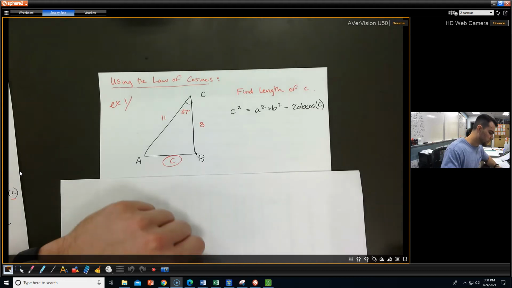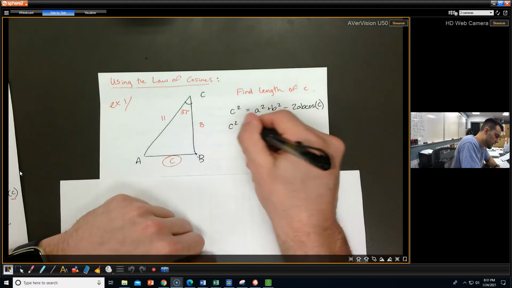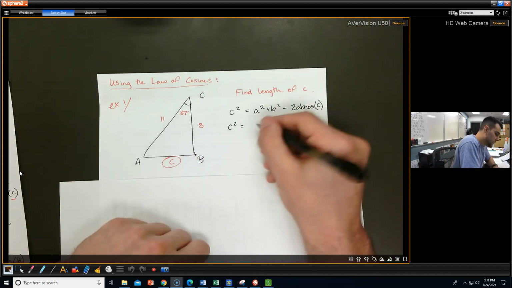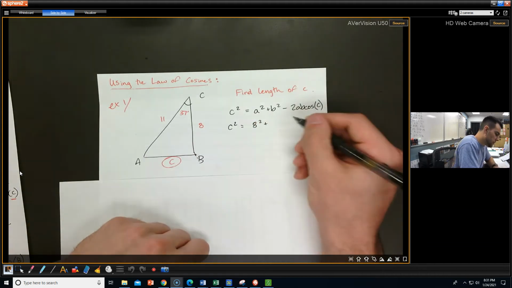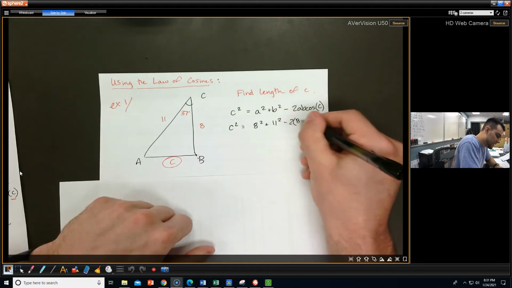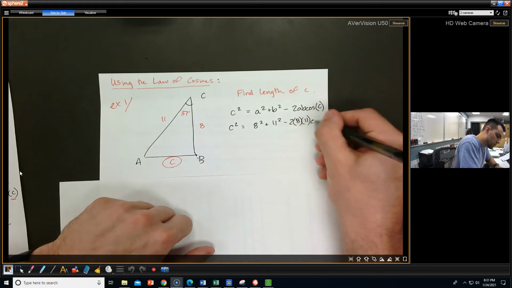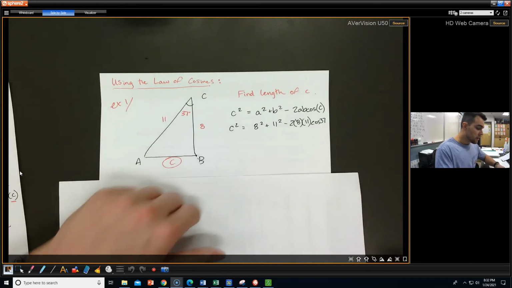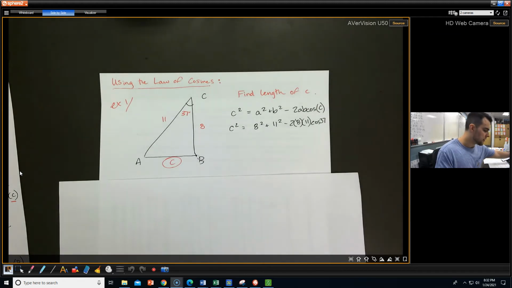And now let's just start plugging in some values. Again, we obviously don't know C squared, but we know A squared is 8 squared. We know B squared is 11 squared, and that's pretty much all we're going to need. And of course the angle, cosine of C, which was 37 degrees. That's a lot to put in the calculator, and on top of that, we're going to have to take the square root at the end. So we need to really pay attention to what we're doing.